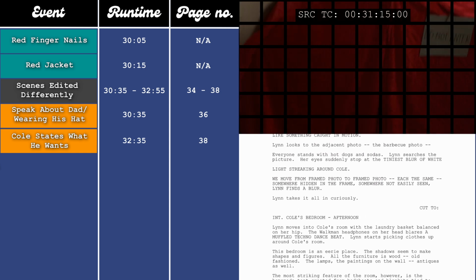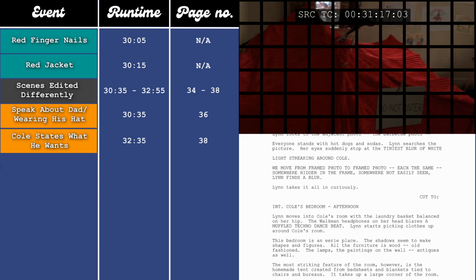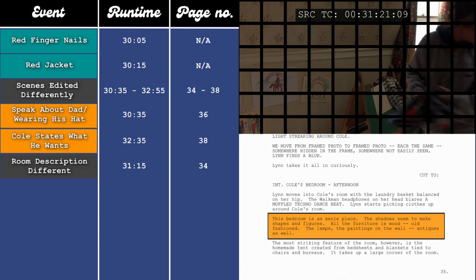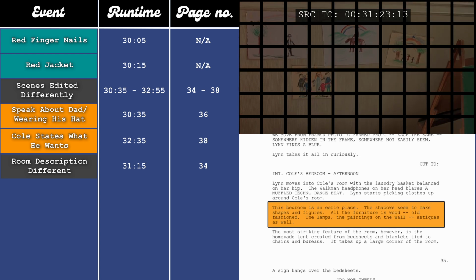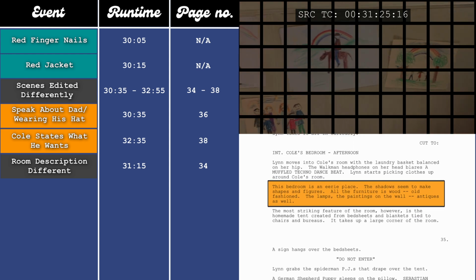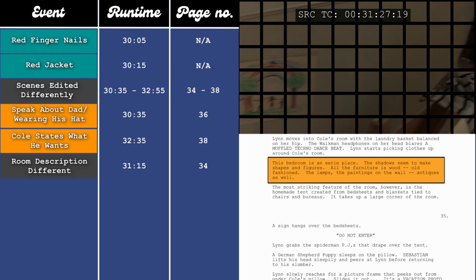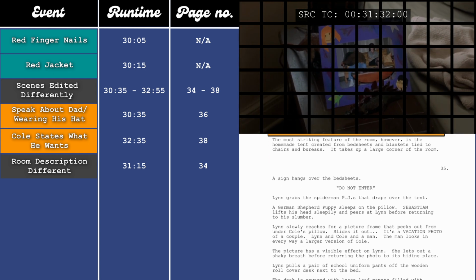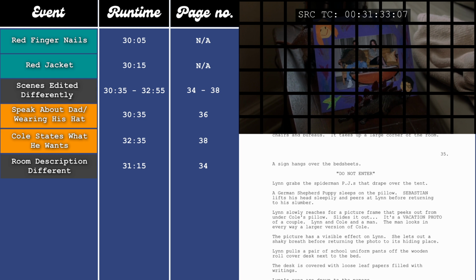At the 31-minute and 15-second mark, which is page 34 in the script, Lynn heads into Cole's room, and it's described in the script as an eerie place with shadows that make shapes and figures, and all the furniture is wood and old-fashioned. But as you can see, we just see a very normal kid's bedroom. Lynn then goes on to find a framed photo on Cole's bed. It's of Lynn and, what we can gather, Cole's dad. We linger briefly before moving on, whereas in the script it's a bit of a bigger moment.